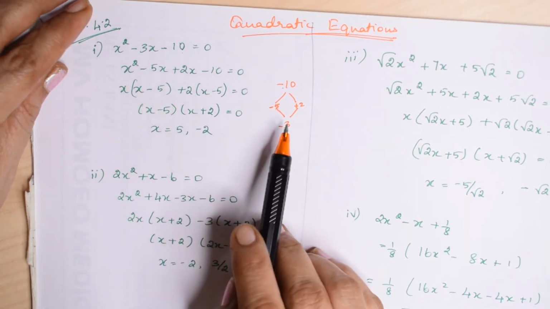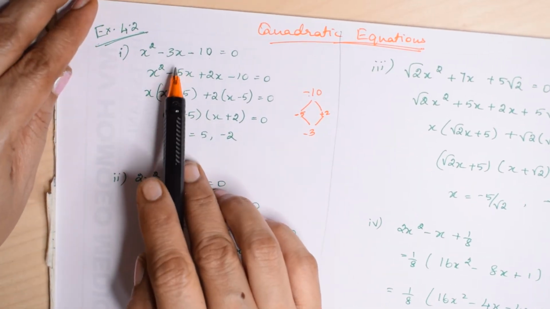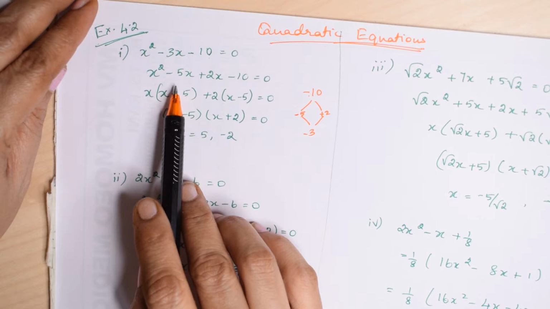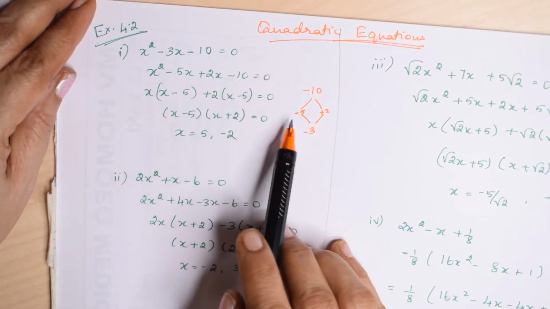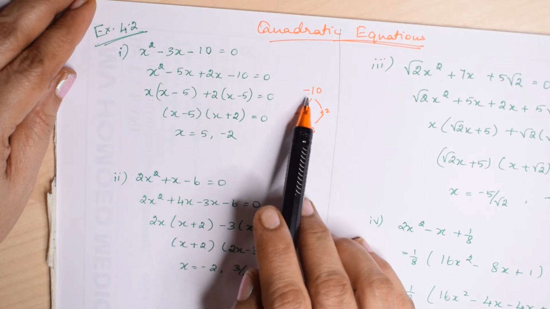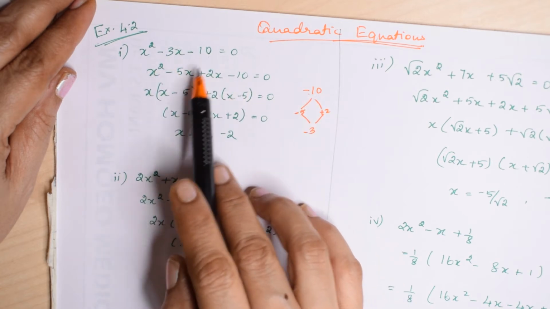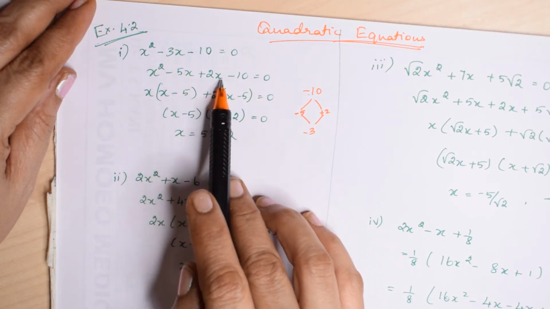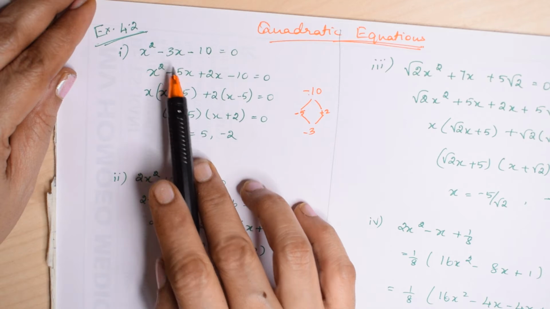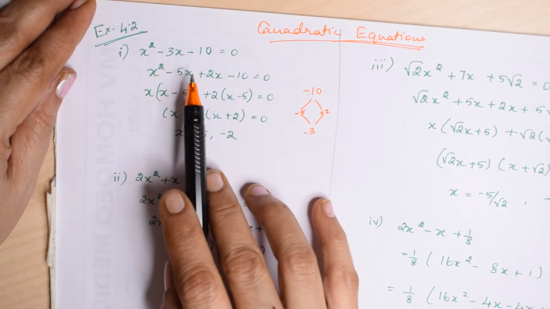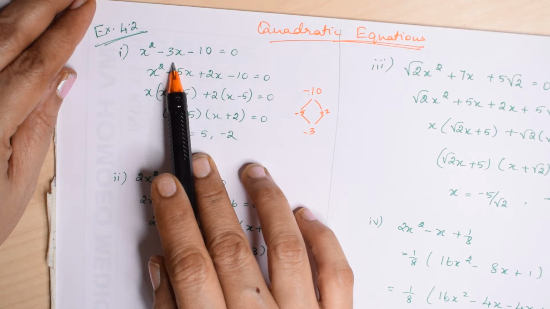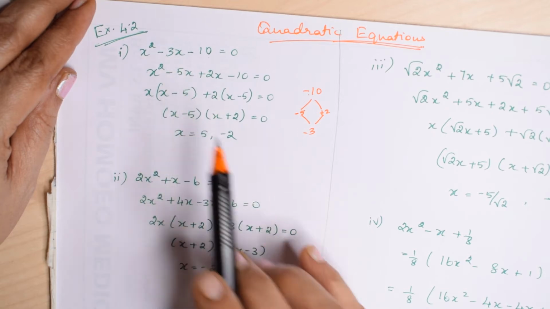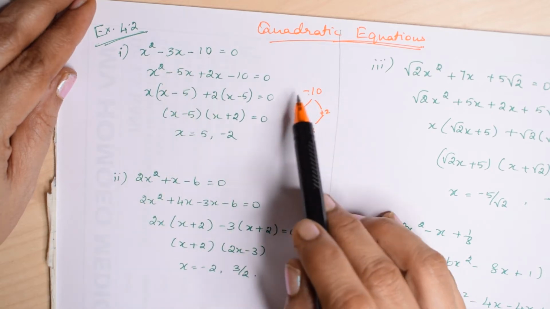I am writing this minus 3x term as minus 5x plus 2x. And when I multiply minus 5 and plus 2, I get minus 10. So this makes this equation. If I add this again, it comes to minus 3x. So I am not disturbing the equation. I am just splitting the center term. The center term minus 3x, I am splitting it in that way. And this is how we do it.